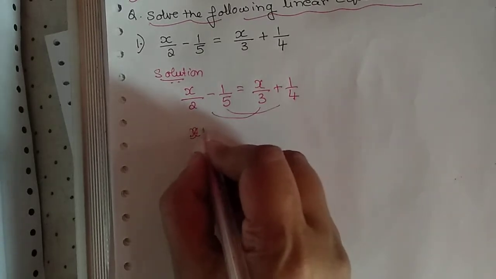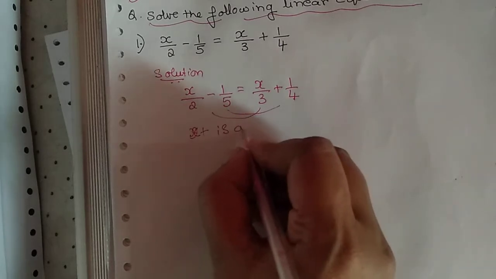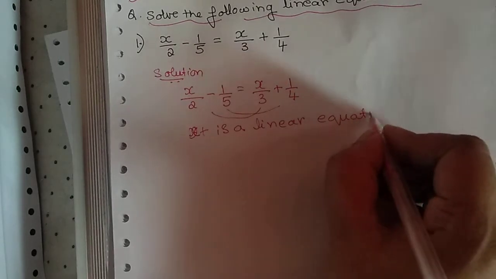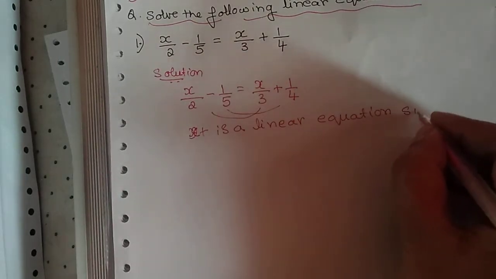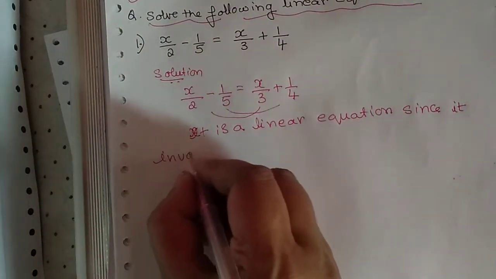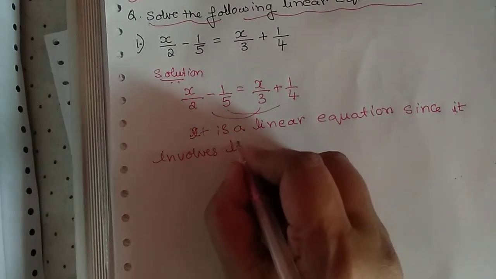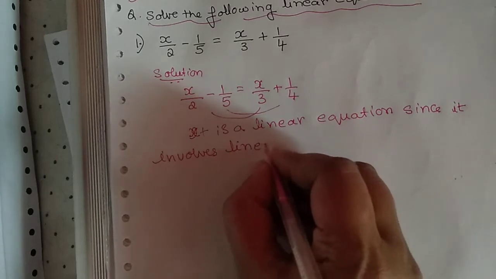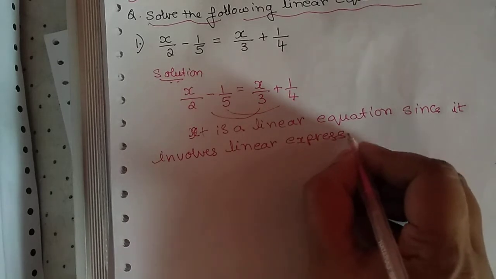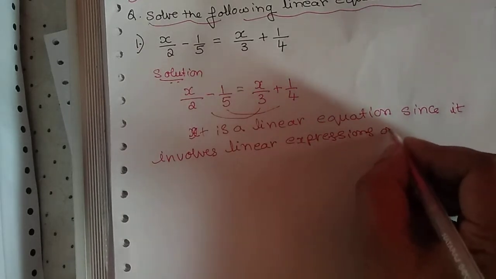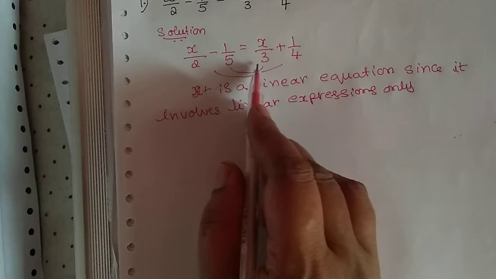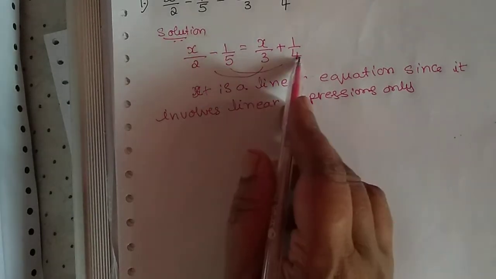Before this, we'll just write one sentence: it is a linear equation, since it involves linear expressions only. So after this we continue. Next step is, now we have to interchange this, meaning this should go to this side and this one to this side.